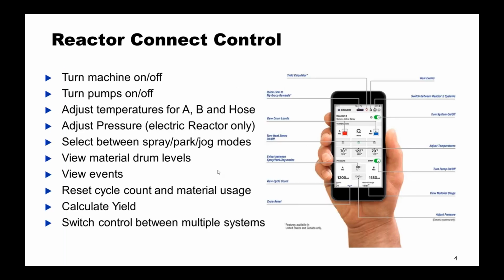So when we first launched the tool, it wasn't called Reactor Connect. It really didn't have an official name. It was more like the app that was controlling your reactor, and many people just called it the Reactor app. It was really one screen on your phone, which we're showing there, where you can control your reactor, make temperature and pressure set point changes. You can turn your heat zones on, park your pump, and reset the cycle count.